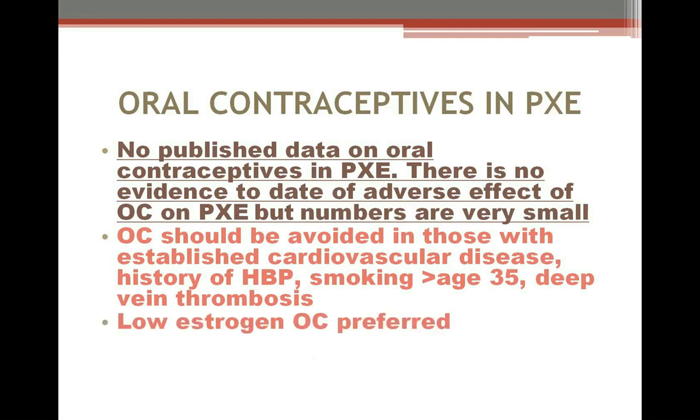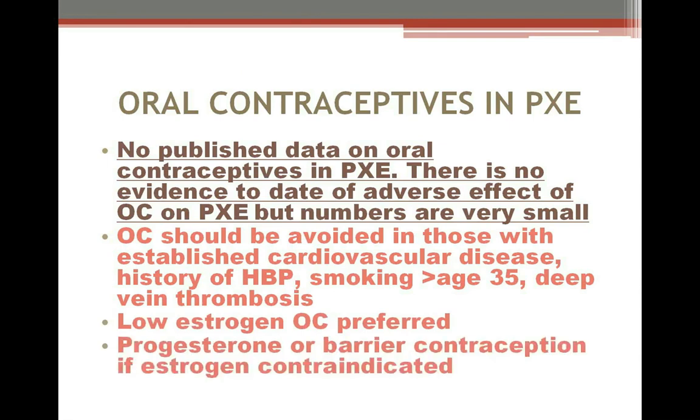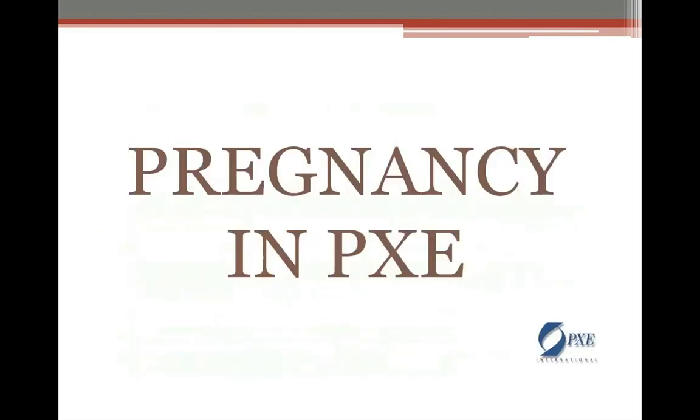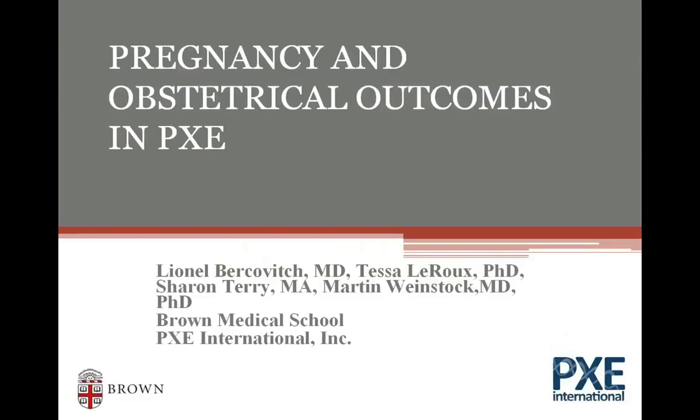It's recommended that oral contraceptives should be avoided in those who have established cardiovascular disease, a history of hypertension, smoking above the age of 35, or deep vein thrombosis, as we just went over. And if possible, low estrogen birth control pills are preferred because these have a lower risk of inducing clotting than the higher estrogen ones. And if hormonal contraception is desired but estrogen is contraindicated, barrier contraception or progesterone can be used.